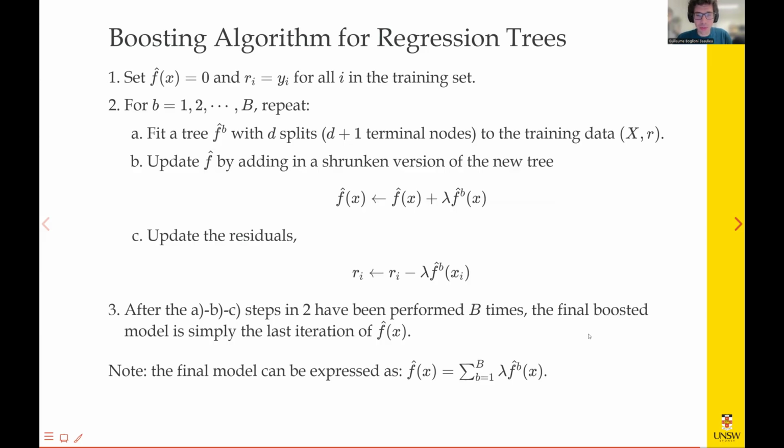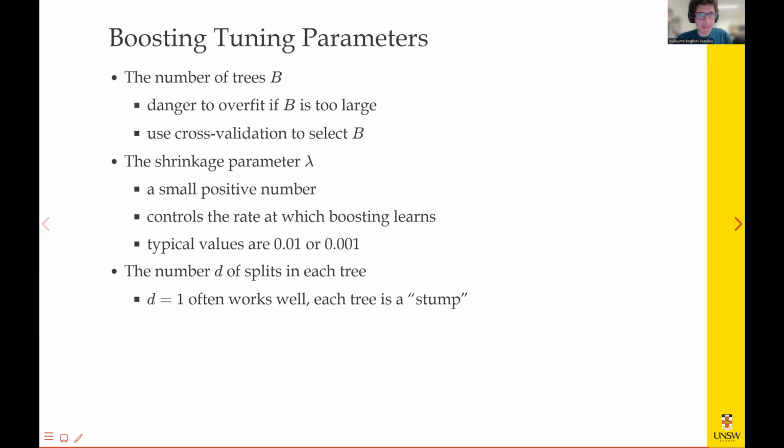Okay, so that's the algorithm. Now, a few comments. You might have noticed there are quite a few arbitrary choices you need to make. I think it's fair to say the most important one is the choice of B, the number of trees, because that's actually important.